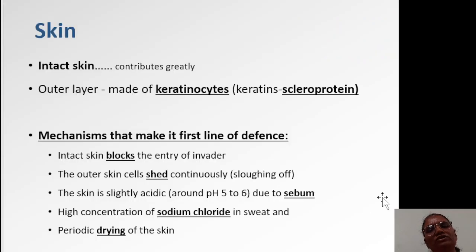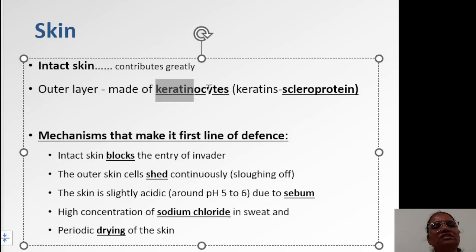Let us try to understand the basic mechanisms functioning at the skin, helping it to stay healthy. As we have seen, the intact skin itself acts as a physical barrier which prevents the entry of organisms inside the body. And it is a good barrier because its outer layer is made up of keratinocytes, a type of cell rich in keratin, and keratin is a scleroprotein which is difficult for most invaders to degrade. So this makes it a wonderful protective layer.